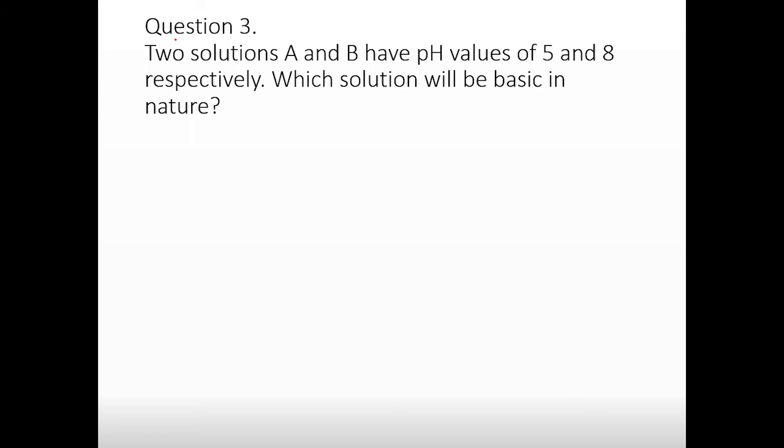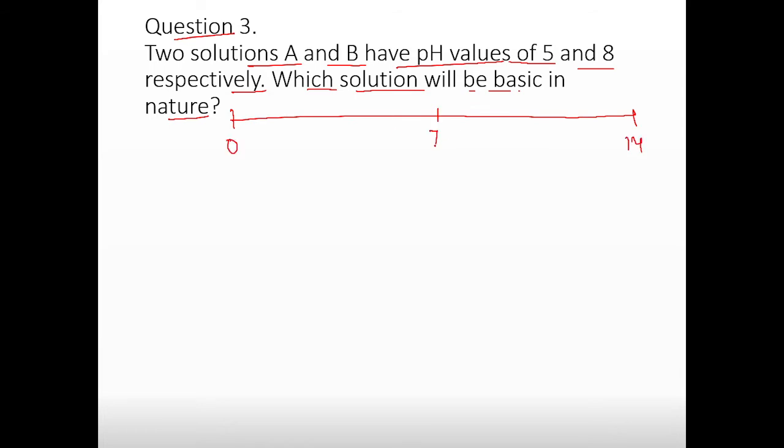Question number 3. It says solution A and B have a pH value of 5 and 8 respectively. Which solution will be basic in nature? Very important to understand that there is a pH scale, which we have studied, from 0 to 14, and there is a middle point, that is 7, which shows the neutral pH, which only can be shown by the salt.